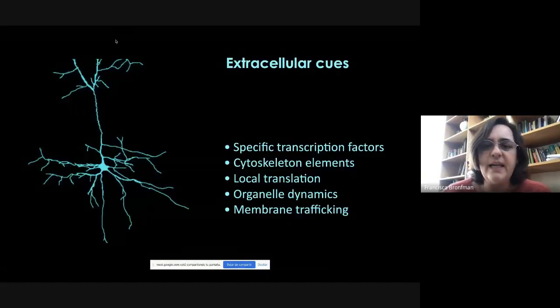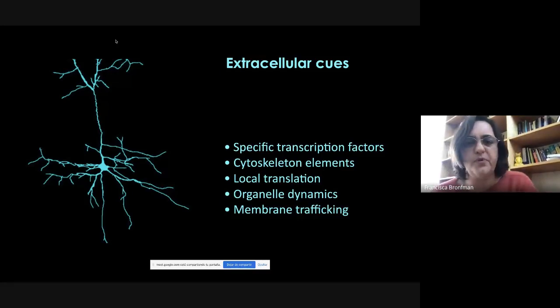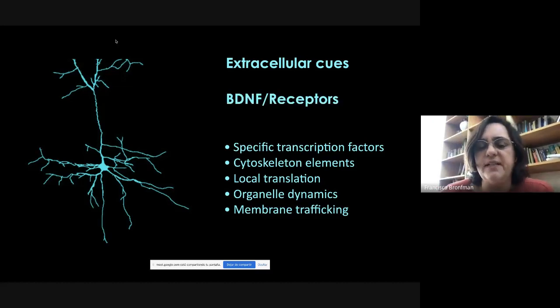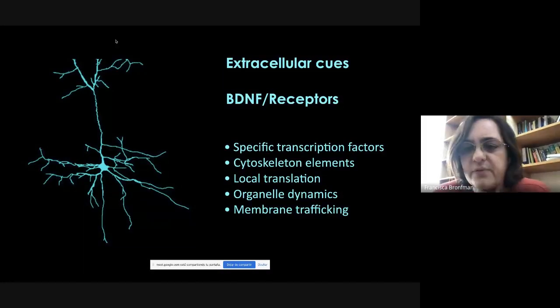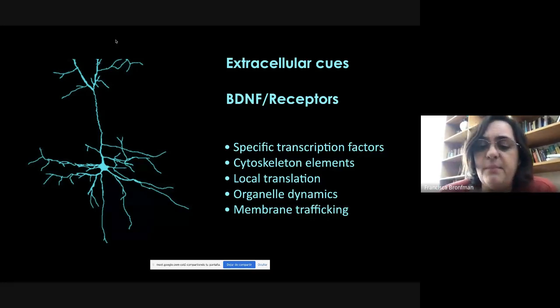So today I will focus on BDNF and the regulation of neuronal morphology by BDNF and its receptors. We know that extracellular cues such as BDNF and its receptors regulate several cellular processes, such as the activation of specific transcription factors, cytoskeleton elements, local translation of proteins, organelle dynamics, and membrane trafficking. And we will be focusing a little bit on membrane trafficking.